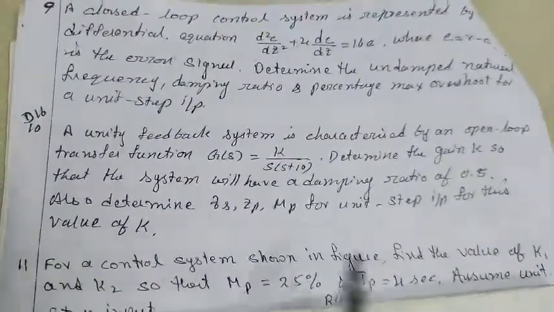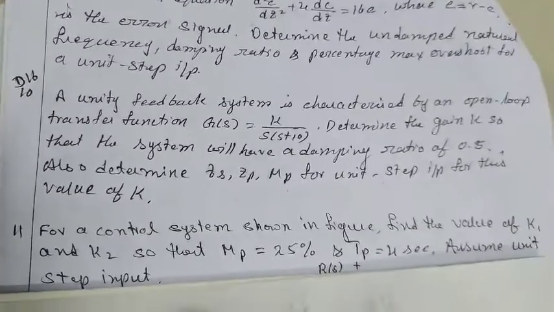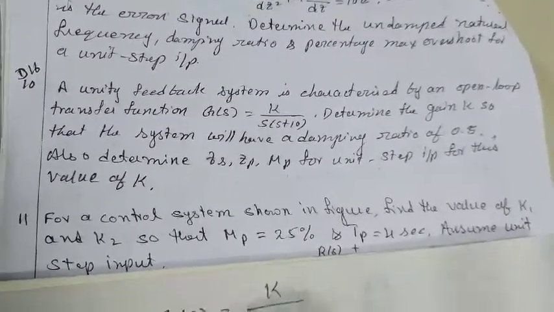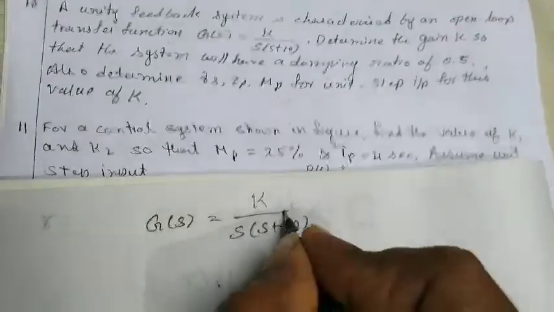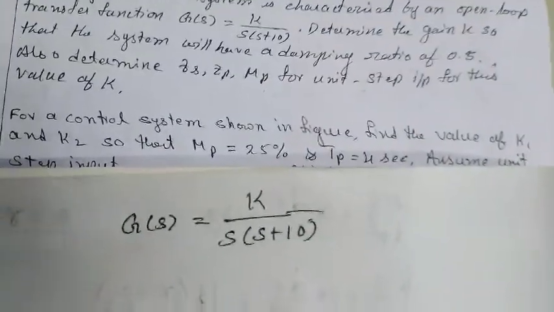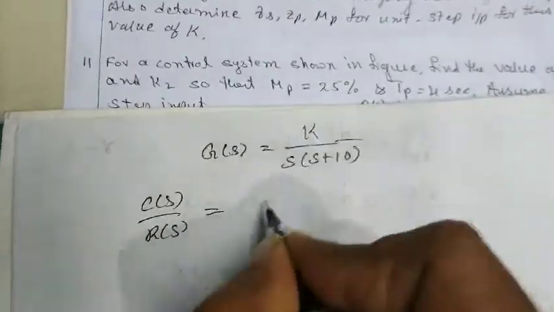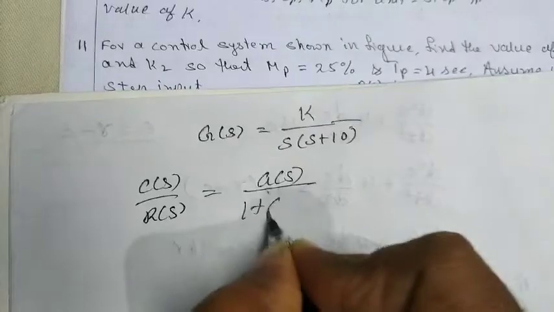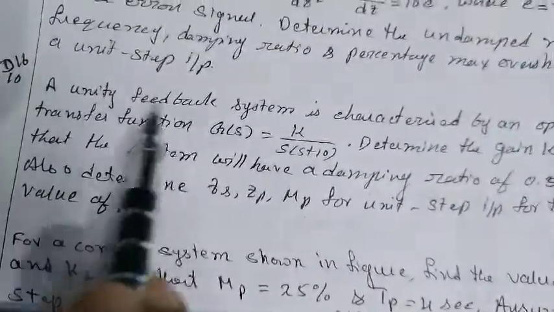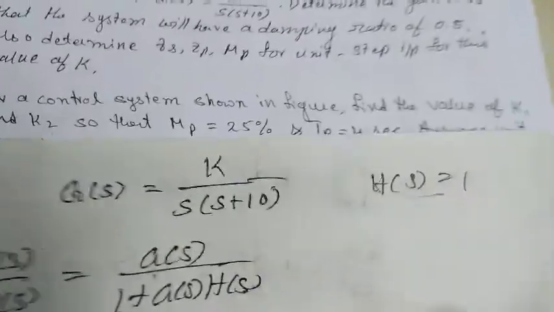Here in the question they gave us an open loop transfer function for a unity feedback system. The open loop transfer function G of s is k by s into s plus 10. We have to find the closed loop transfer function. The closed loop transfer function is c of s by r of s is equal to G of s divided by 1 plus G of s H of s. H of s is 1 since in the question they gave a unity feedback system. So for a unity feedback system, H of s is 1.